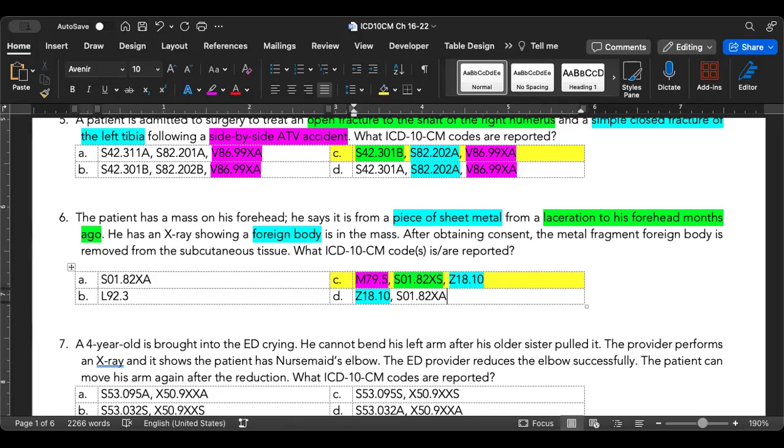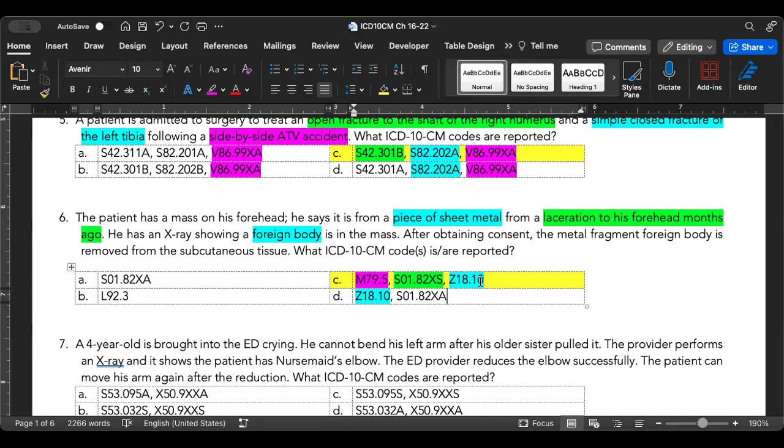It just so happens that there's a mass around that foreign body. But because the foreign body is the result of the mass, the mass is no longer coded, because we know the cause of the mass. Think of the mass as a sign or symptom. Then our definitive diagnosis is that foreign body in the soft tissue. We need to know how it got there, and then we need to say what that foreign body is.